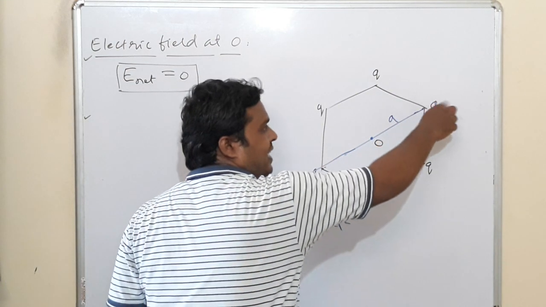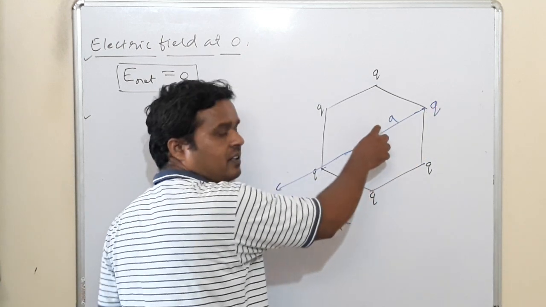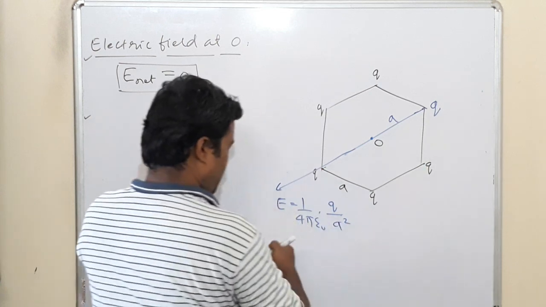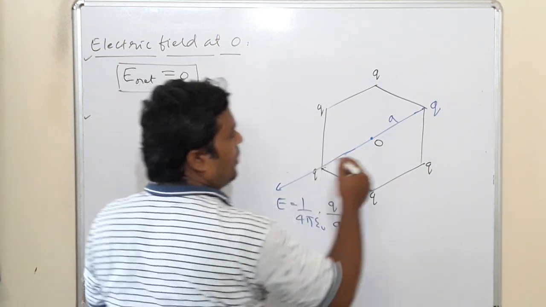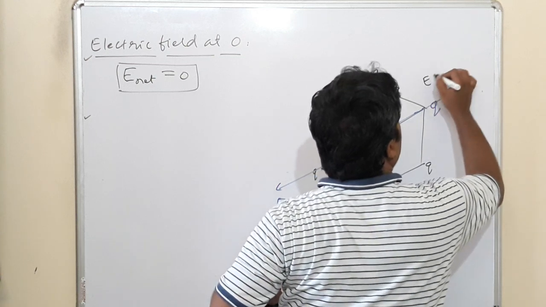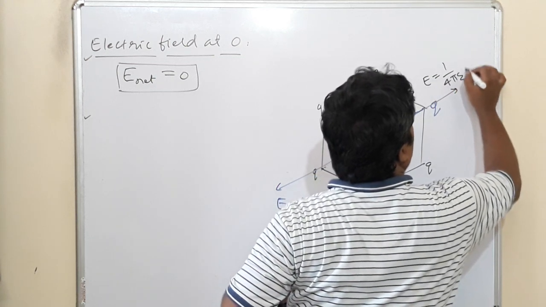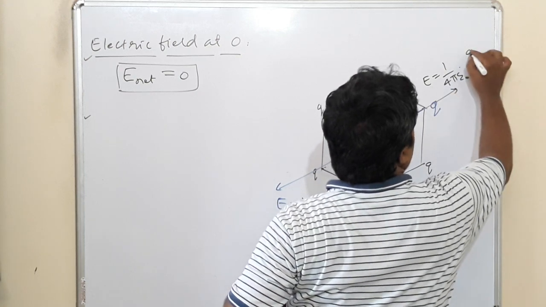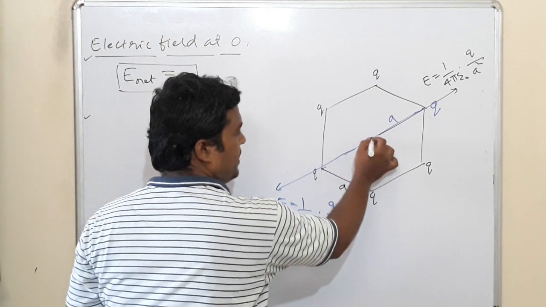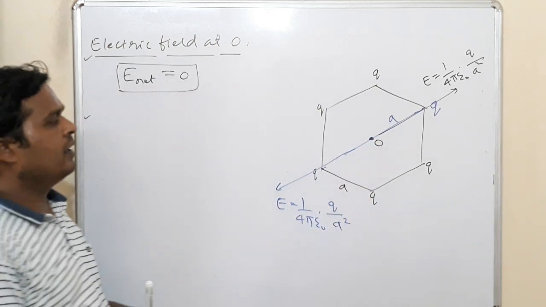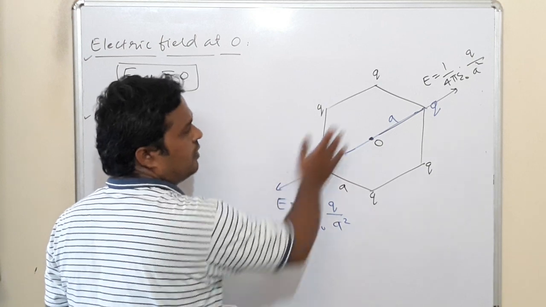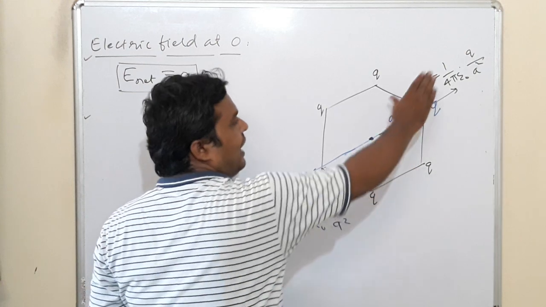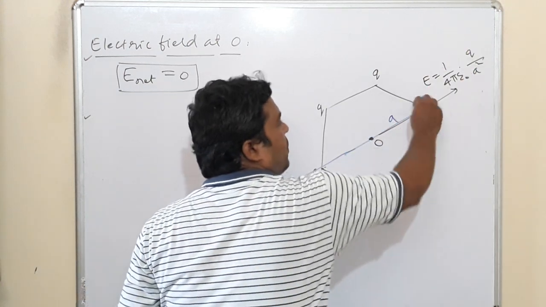Then to cancel its electric field, to make the electric field at the center 0, all these 5 charges will make how much electric field? The electric field due to the remaining 5 charges will be equal to 1 by 4 pi epsilon naught Q by a square only, because the net field at the center must be 0. Then if I remove this charge, the electric field due to the remaining 5 charges will be present, and that is equal to the electric field of the removed charge.